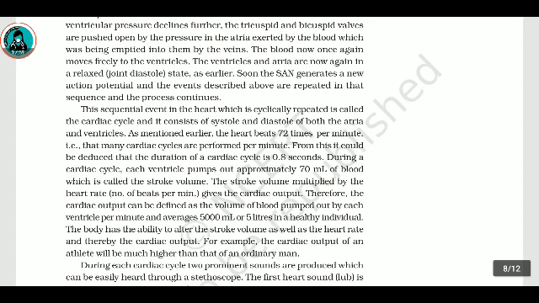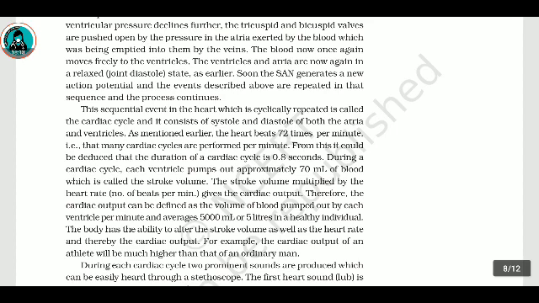From this, it could be deduced that the duration of a cardiac cycle is 0.8 seconds. During a cardiac cycle, each ventricle pumps out approximately 70 milliliter of blood, which is called the stroke volume. The stroke volume multiplied by the heart rate, number of beats per minute, gives the cardiac output. Therefore, the cardiac output can be defined as the volume of blood pumped out by each ventricle per minute, and averages 5,000 milliliter or 5 liters.